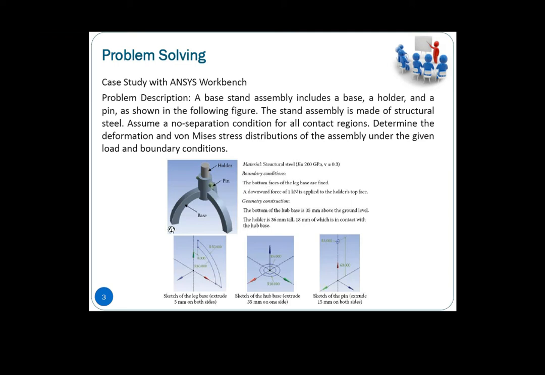Then for the boundary, the base itself is fixed. Surfaces 1, 2, 3, the three legs themselves, are fixed. Then you have a downward force of 1 kilonewton applied at the holder top surface at this particular part itself. So we want to determine the deformations and the von Mises stress distributions, the equivalent stress and the total deformations of this assembly under the given loads and boundaries. All right, so that is the problem that we want to analyze.